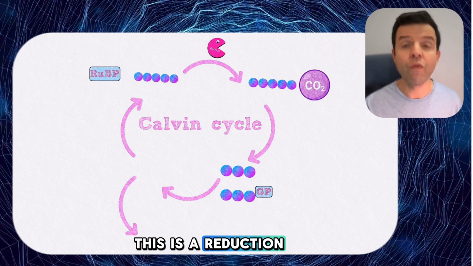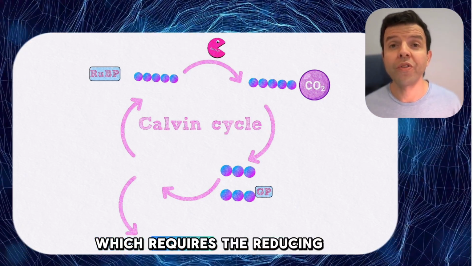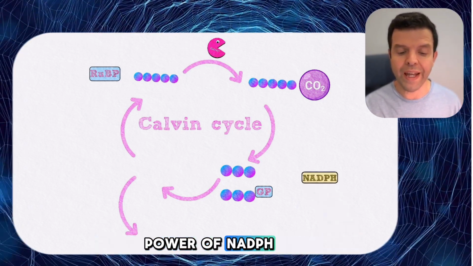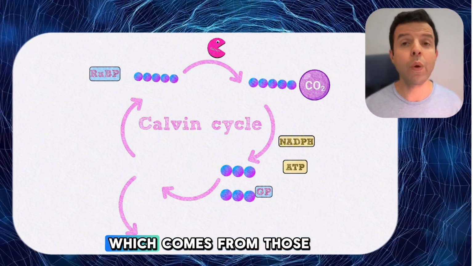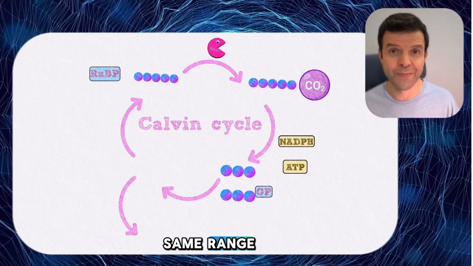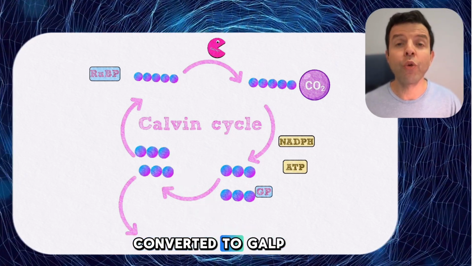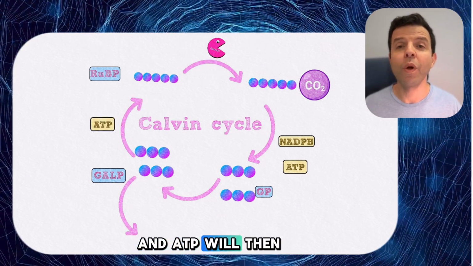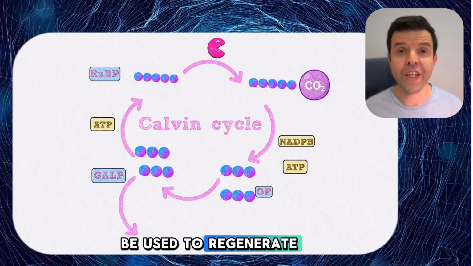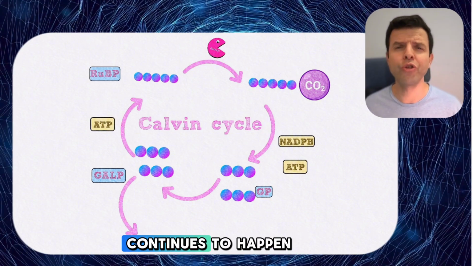This is a reduction reaction which requires the reducing power of NADPH, which comes from the light reactions, and ATP, which comes from those same reactions. GP will then be converted to GALP, which is another 3-carbon compound, and ATP will then be used to regenerate RuBP so that the cycle continues to happen.